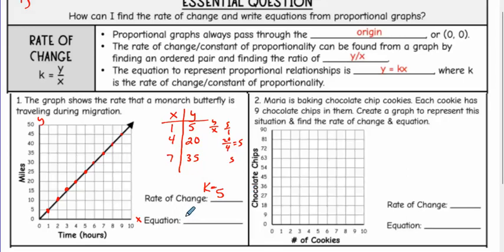Then my equation, remember, it needs to be in the form of y equals kx. That's just going to be y equals 5x. Okay?